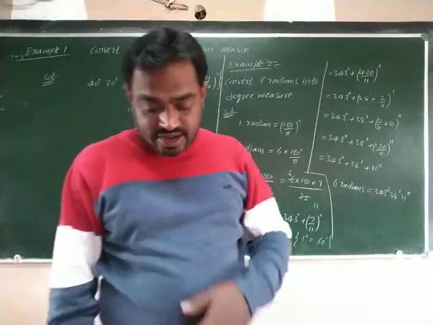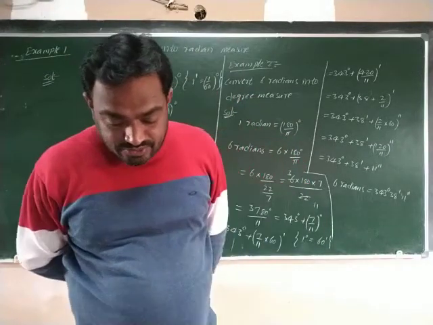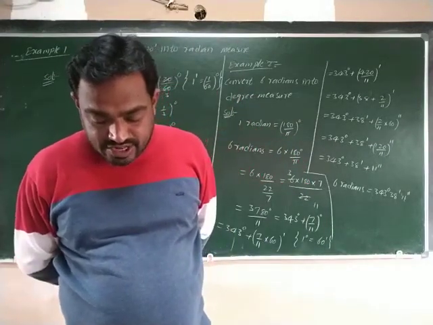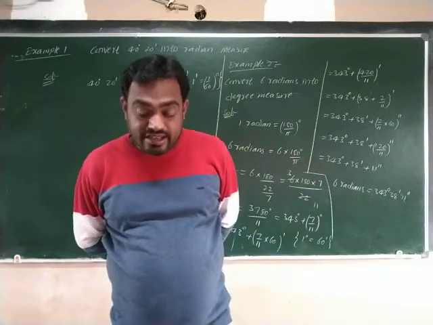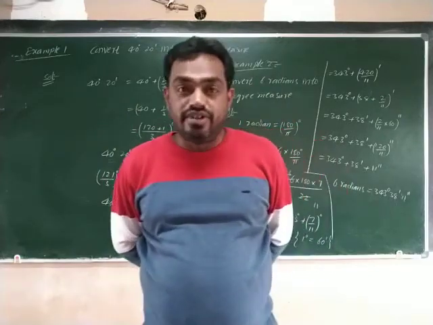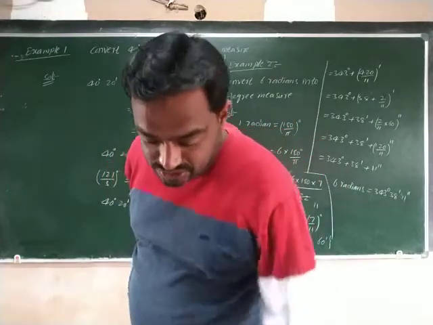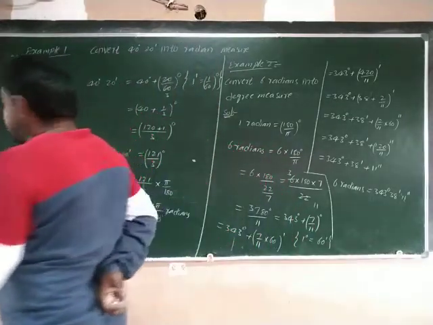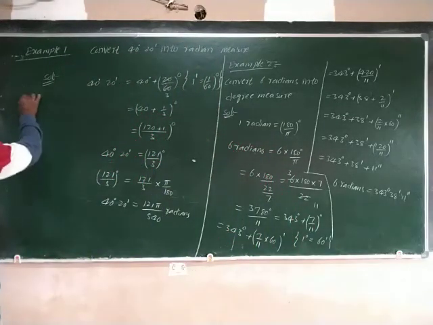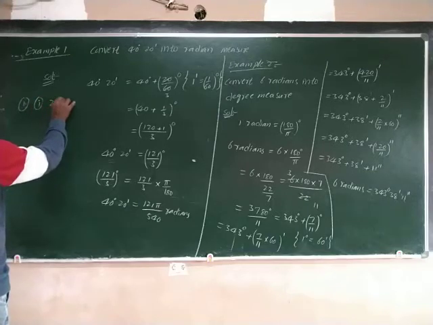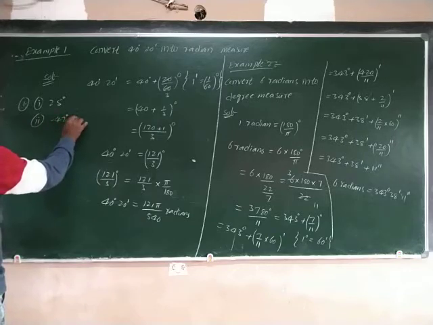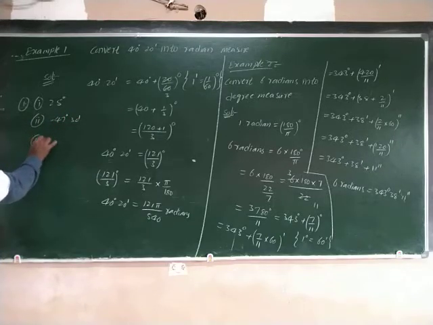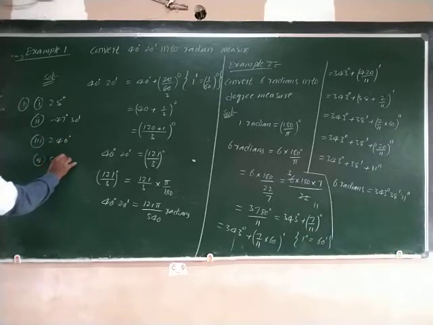Next, in exercise 3.1, first question: find the radian measures corresponding to the following degree measures. The degree measures are given, and we need to convert them into radian measure. Just you try these, except the second question. First one 25 degrees, second one minus 47 degrees 30 minutes, third one 240 degrees, very easy one, fourth one 520 degrees.